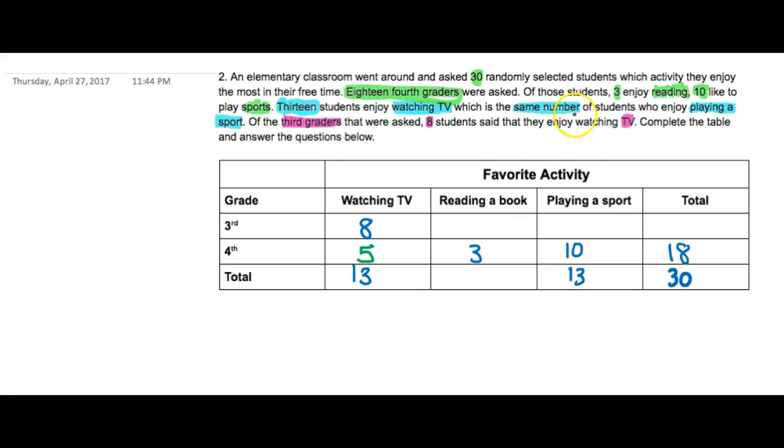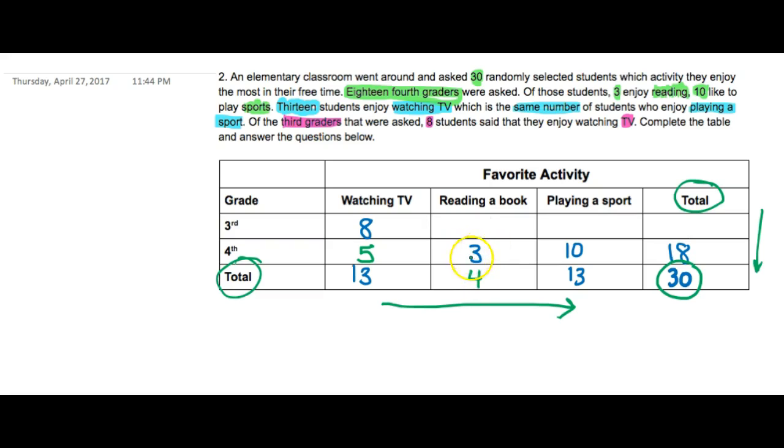Okay, we know we had a total of 30 students. And remember, your column has to add up to 30. Your row, this way, under the total side, has to add up to 30. So 13 plus 13 is 26. So how many more do we need? We need another 4.